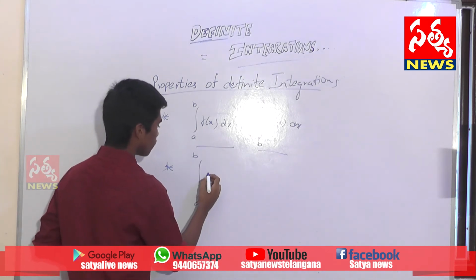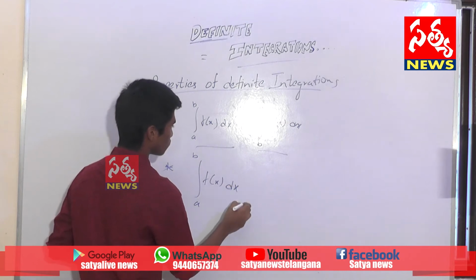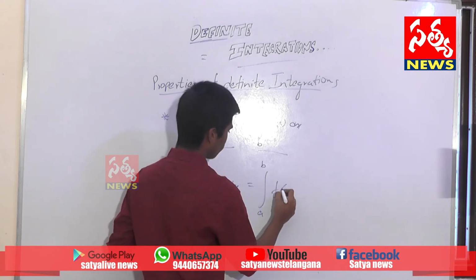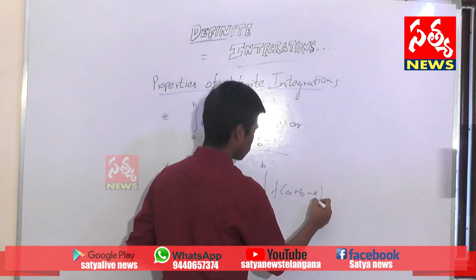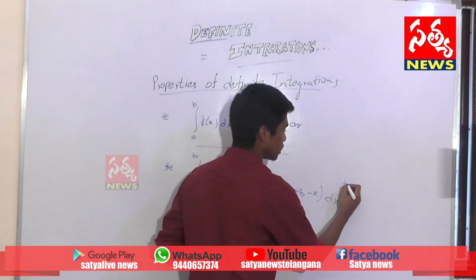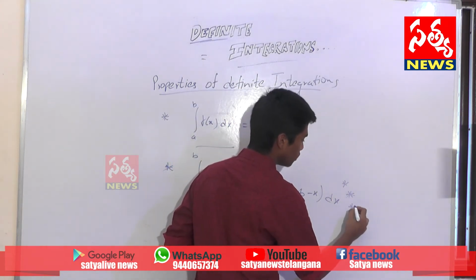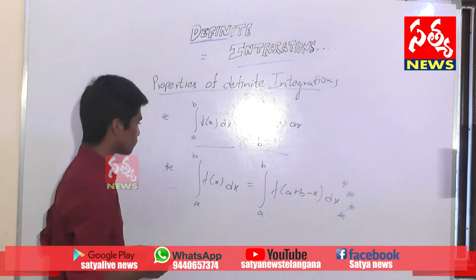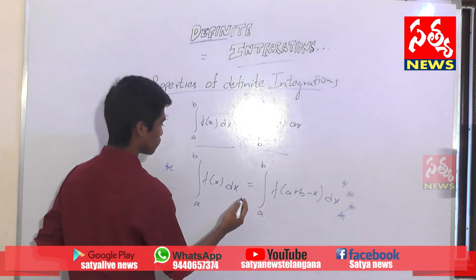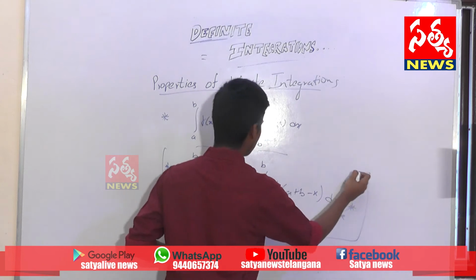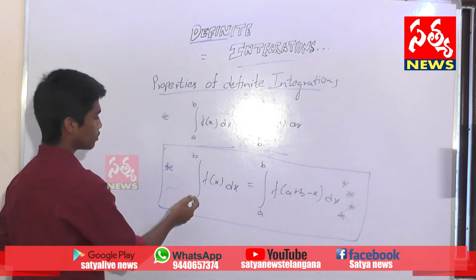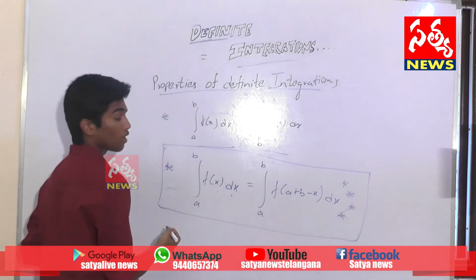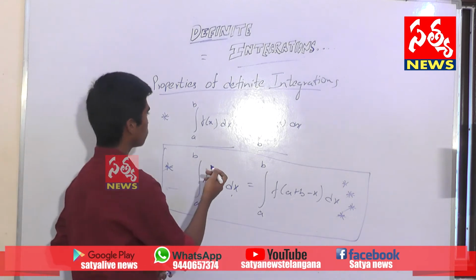The next property: integration a to b f of x dx is equal to integration a to b f of a plus b minus x dx. This property is very important for JEE Mains. They have asked many questions on this. So please remember it. Integration of f of x dx equals integration of f of a plus b minus x. I will show a few examples for all this.